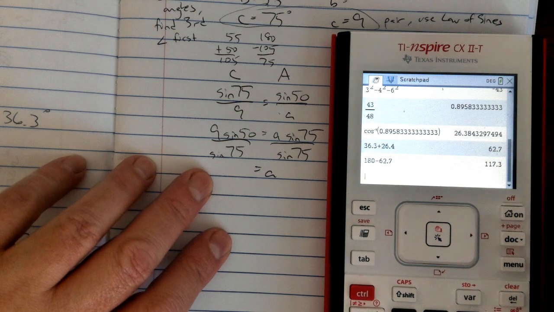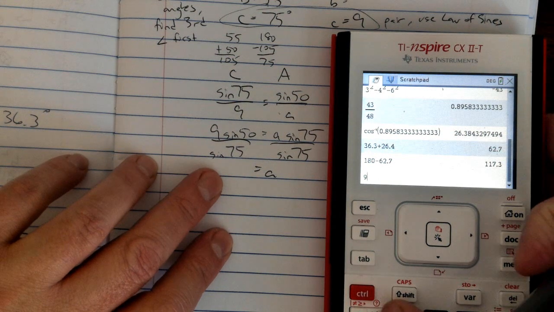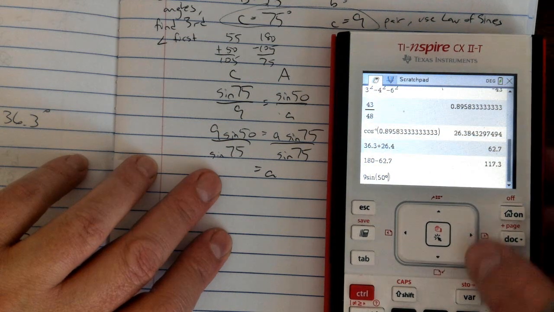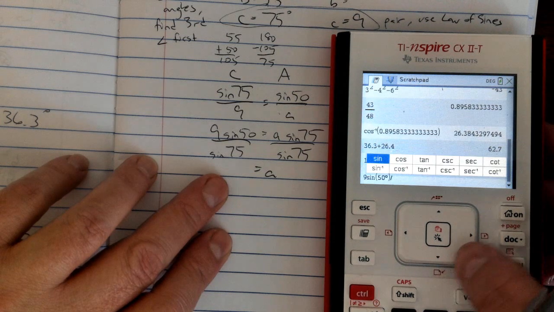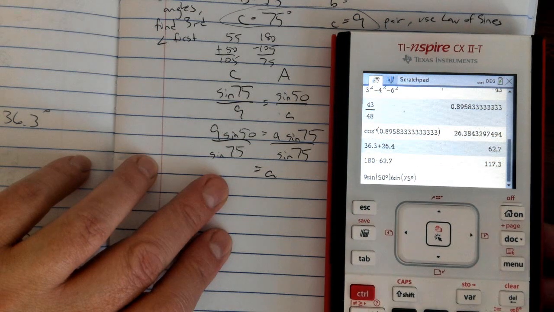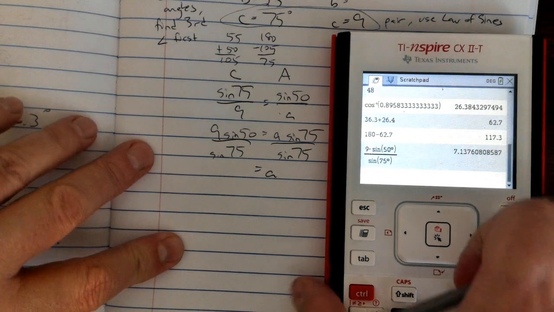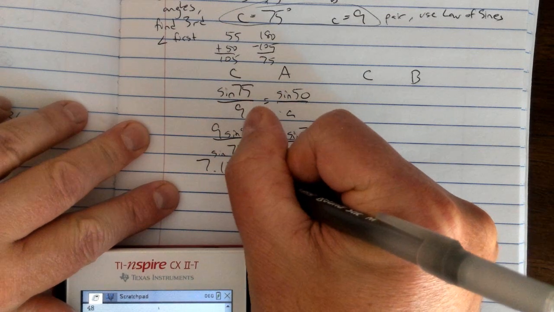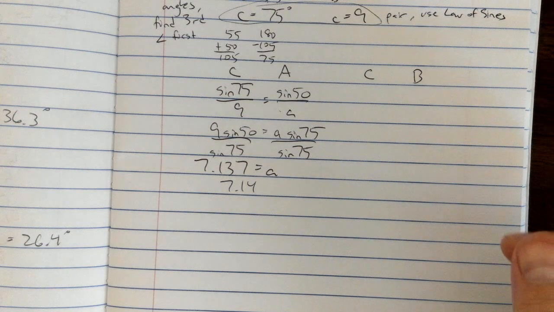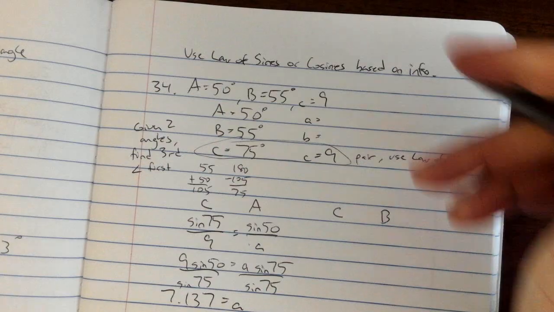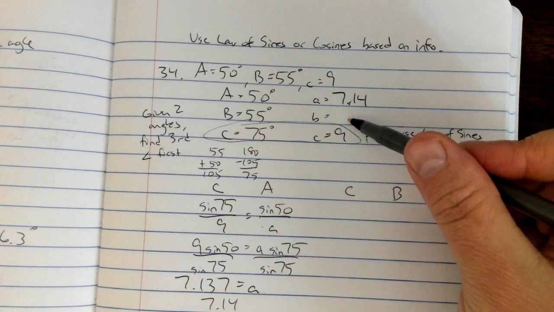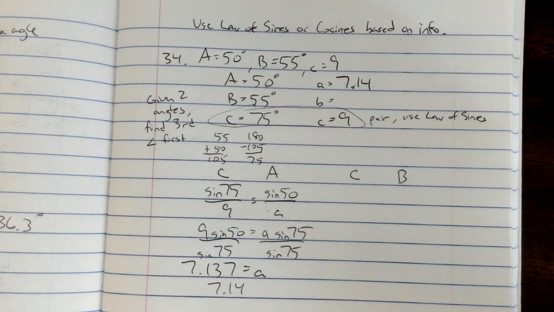Again, I am in degree mode, but I'll go ahead and press the symbol. 9 sine 50 degrees, divide by sine 75 degrees. This gives you 7.137. So this is 7.14. It's a side length, and so we're rounding to the 100th. And don't use the Pythagorean theorem on this one. We have to do the law of sines again.